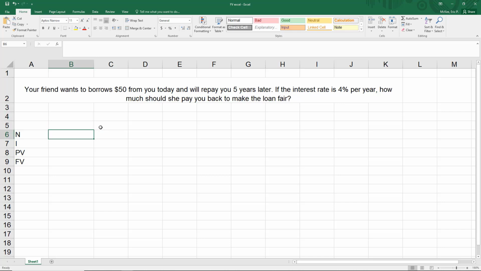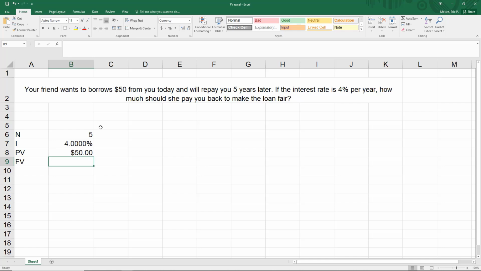So for N, that's going to be the number of periods. We have a 5-year loan here. That means our number of periods is 5. Our interest rate is 4% per year, 0.04. And present value, that's the amount of the loan that we are giving to our friend. That's going to be the $50. And FV is for future value, and that's what we're trying to find. So we don't need to put anything in.